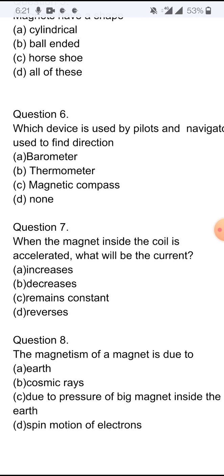Eighth question. The magnetism of a magnet is due to A. Earth, B. Cosmic rays, C. The presence of a big magnet inside the earth, D. Spin motion of electrons. Answer is spin motion of electrons.